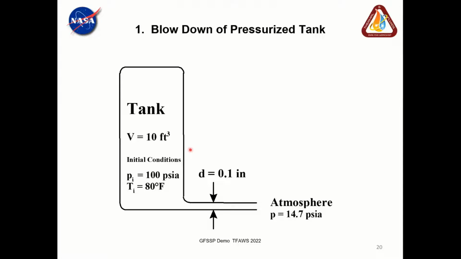So this is the model which I'm going to show you how we can build in GFSSP. This is a pressurized tank, and I wanted to model the blowdown. So you have a 10 foot cube tank with an orifice of 0.1 inch, and we wanted to investigate the pressure changes during the blowdown process. So now I'll go back to the GFSSP model to build this one.